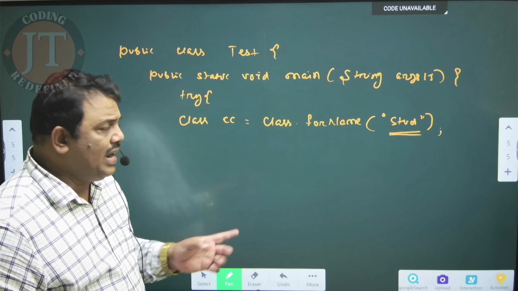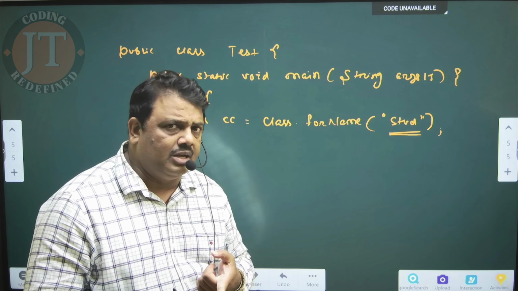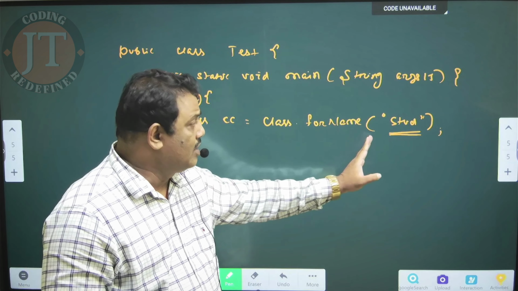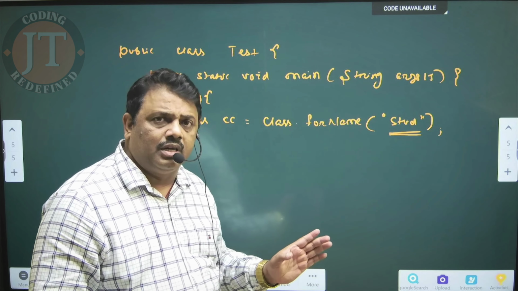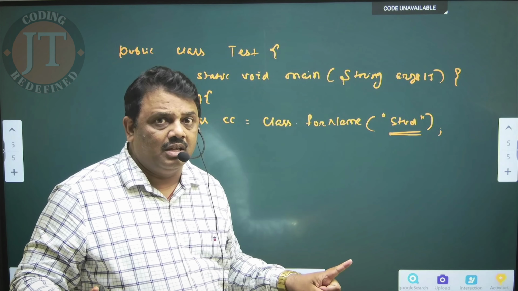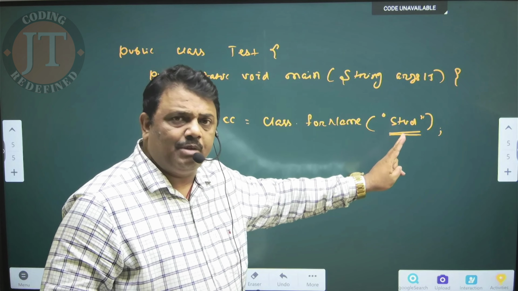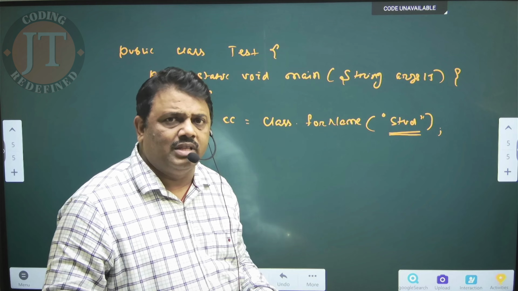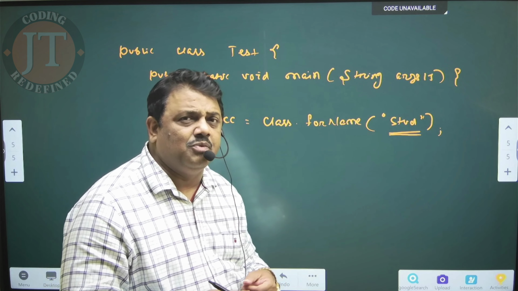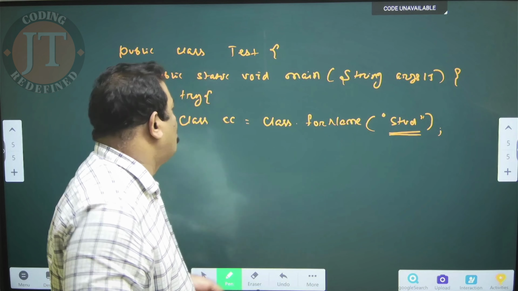If the specified class is not available, then the program must terminate by generating which exception? ClassNotFoundException. Before I start the class, I already elaborated the method signature. If the class is available, then fine, it loads the class. If the class is not available, the program must terminate by generating which exception? ClassNotFoundException.